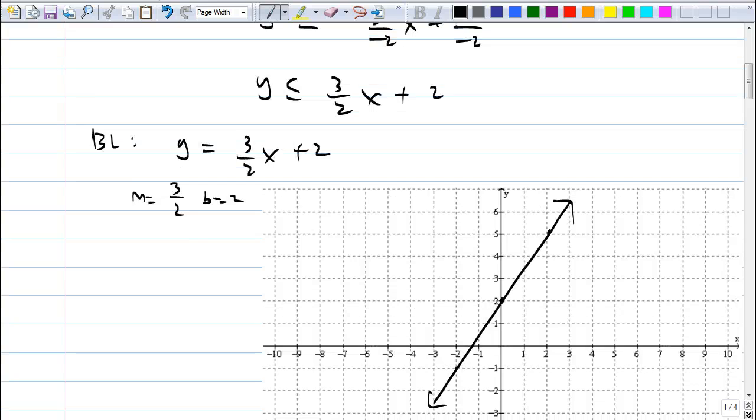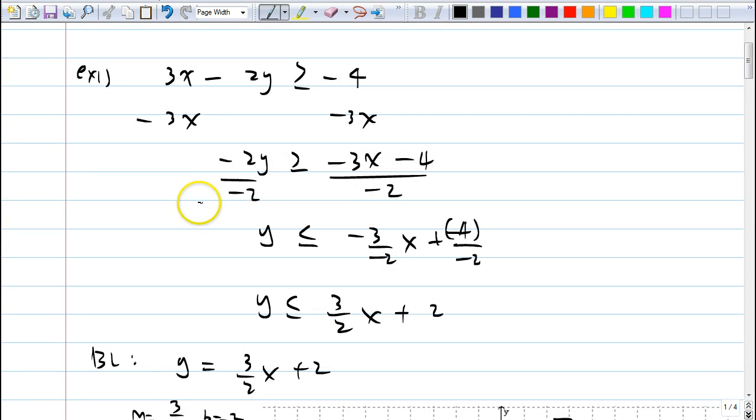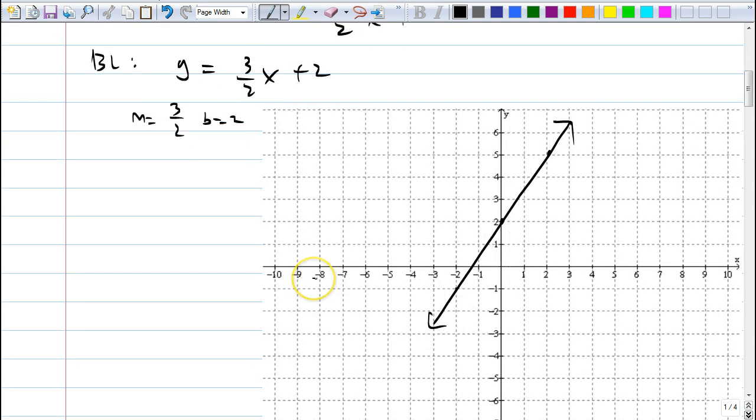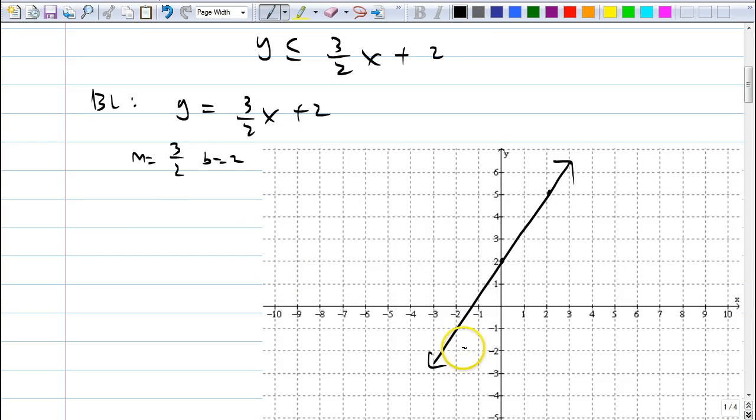Did you guys remember to reverse the inequality symbol when you divide both sides by negative 2? Because when you did, it becomes y is less than. So since y is less than this line, we want all the values of y that are less, so it's going to be below. Every ordered pair below this line, and also including this line, is your solution, because the boundary line is included in the solution.